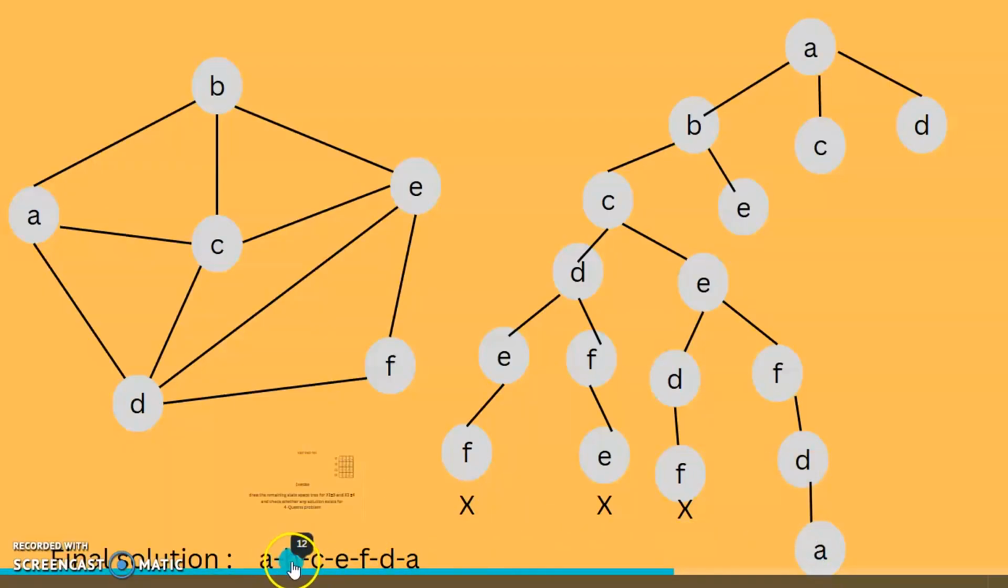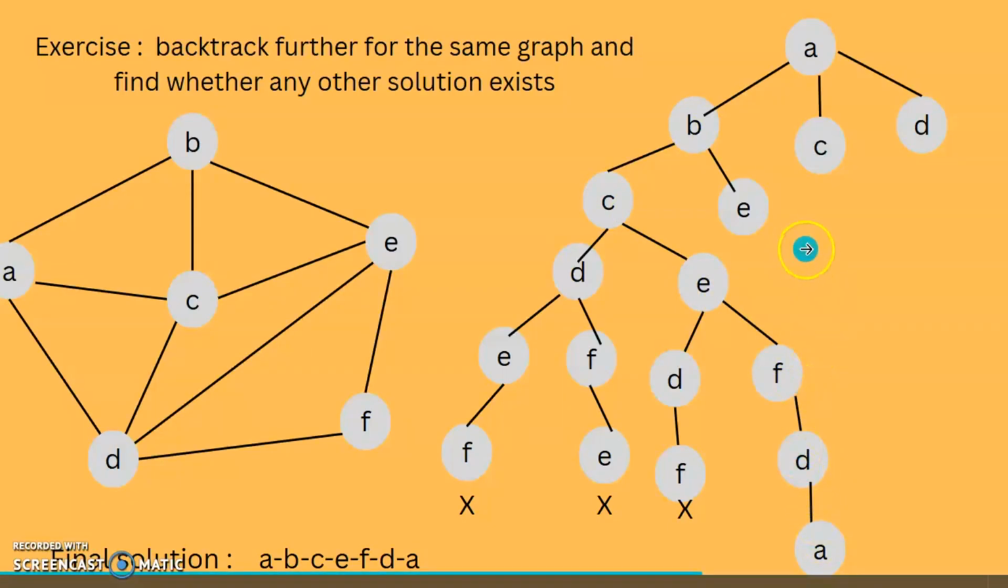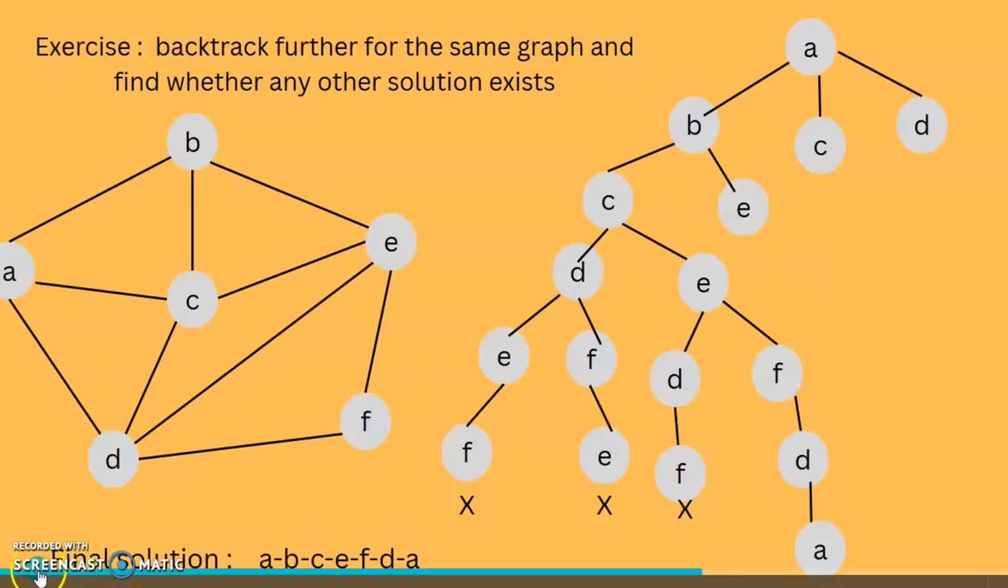A to B, B to C, C to E, E to F, F to D, and D to A. We got one solution for this Hamiltonian circuit problem: A to B, B to C, C to E, E to F, F to D, and D to A. So we can backtrack further for the same graph and try to find whether any other solution exists.